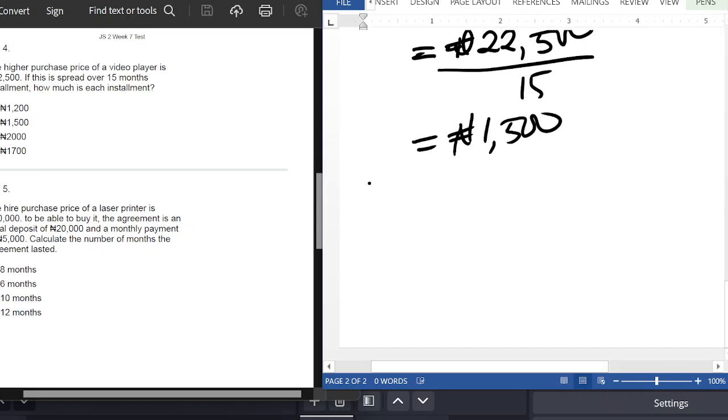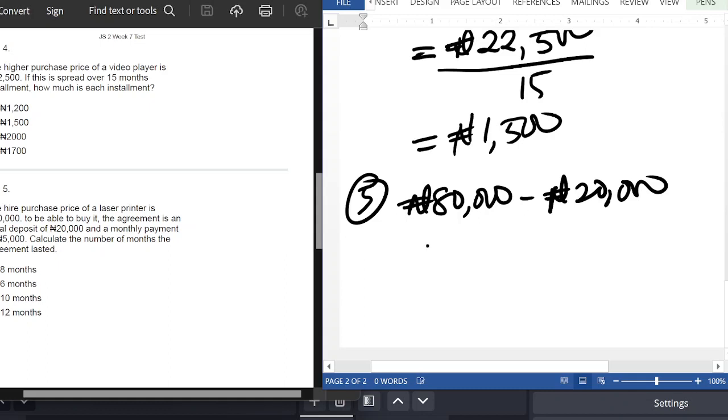So this one is also very straightforward as well. To buy this printer, it is 80,000 naira, and the first payment is what? It's going to pay 20,000 naira. So we will subtract 20,000 naira from 80,000 naira, and that gives 60,000 naira. After that, you will be paying 5,000 naira every month. So how many months will it take you to finish this payment? That means you're going to divide this by 5,000 naira. So 0 cancels 0. 60 divided by 5 gives us 12 months.